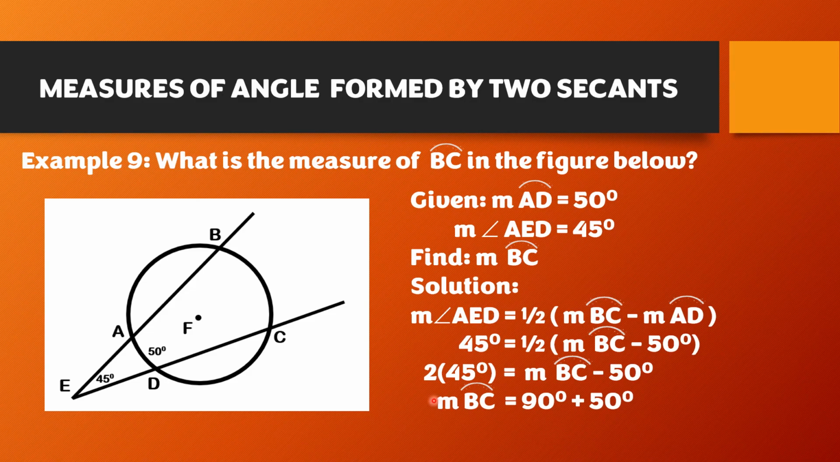And then we're going to apply the addition property of equality by adding 50 degrees to both sides of the equation, so we have here 50 degrees. So 90 degrees plus 50 degrees is equal to 140 degrees. So therefore, the measure of arc BC is 140 degrees.